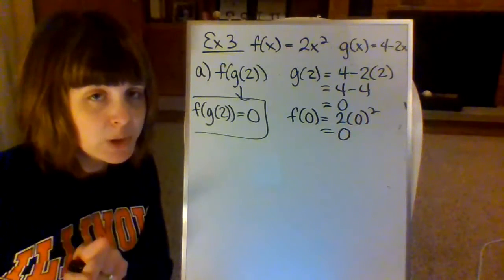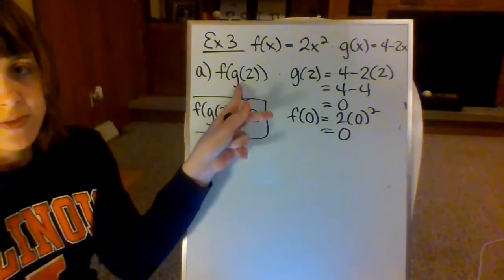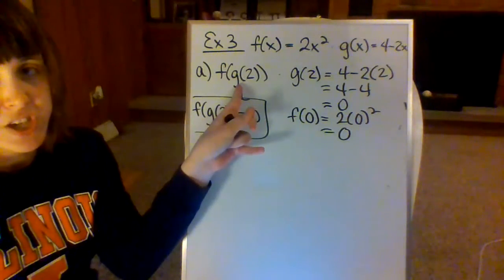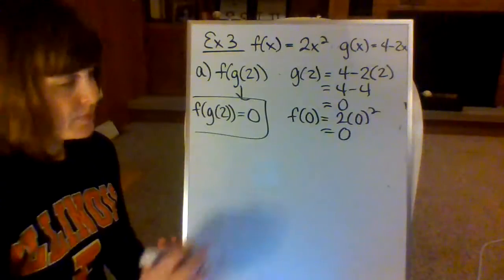Okay, so you take the number, plug it into the function that's closest to it. So we took 2, plugged it into the g function, got the answer, then we plug that into f.